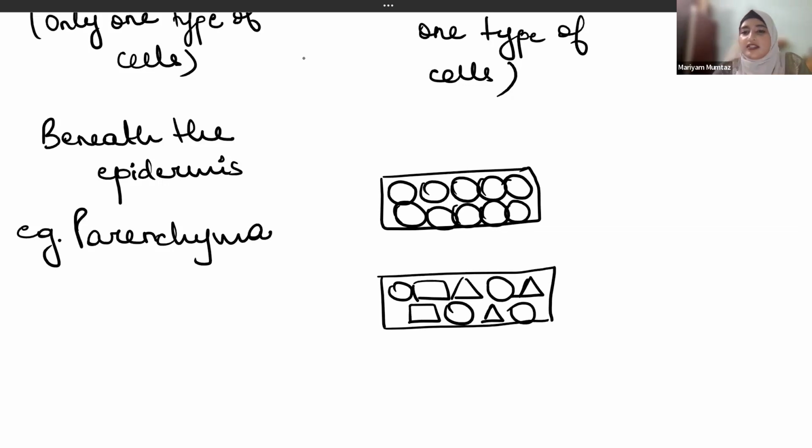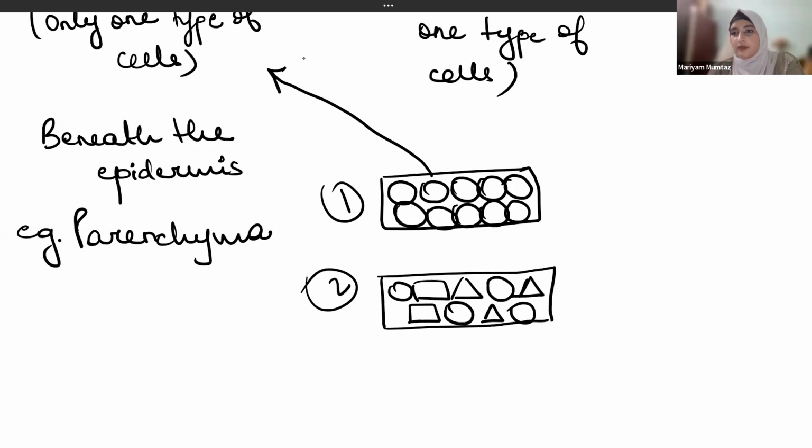Now, can you tell me what is the difference between 1 and 2? Seema, tell me. In the first the cells are the same, and in the second they are different. Yes, the cells are different in the second case and all the same in the first case. So this first case is of simple permanent tissue. Simple permanent tissues are made up of one type of cells only.